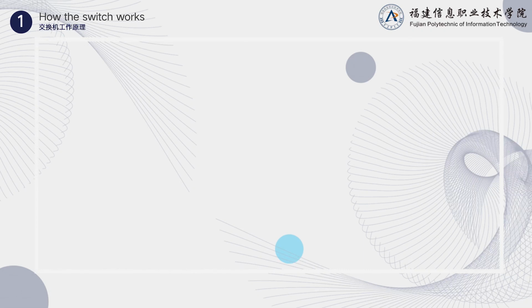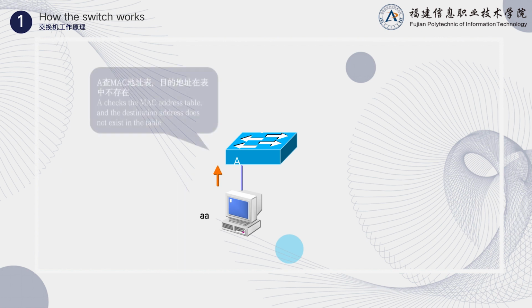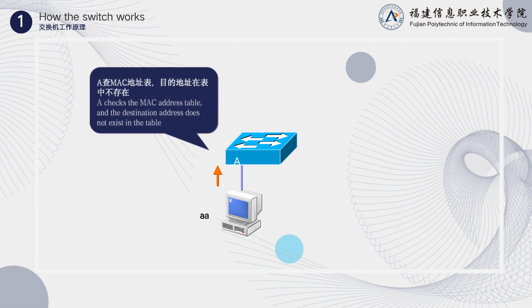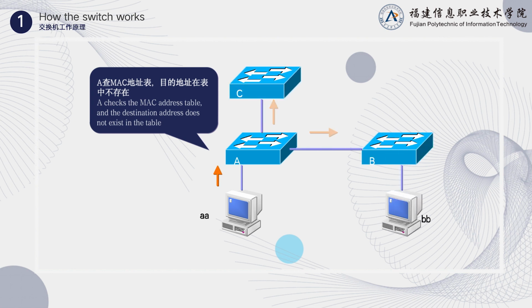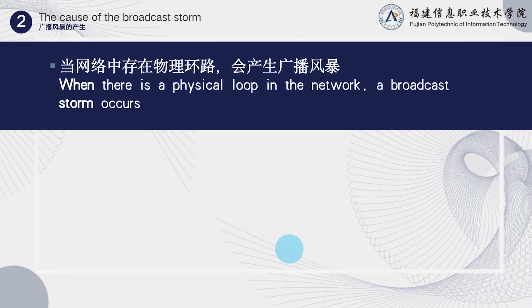In this topology, we assume that computer AA wants to send data. When AA transmits the data to switch A, it forwards the data frame according to the MAC address table. If A checks the MAC address table and the destination address does not exist in the table, switch A would broadcast this data frame, and a broadcast storm is generated when there is a physical loop in the network.